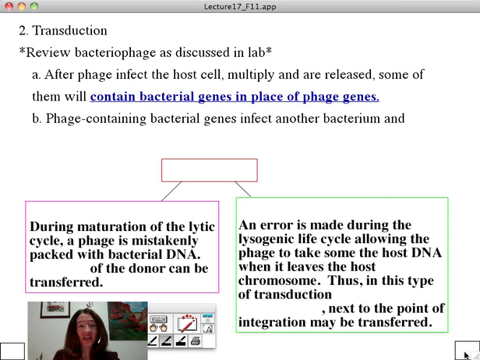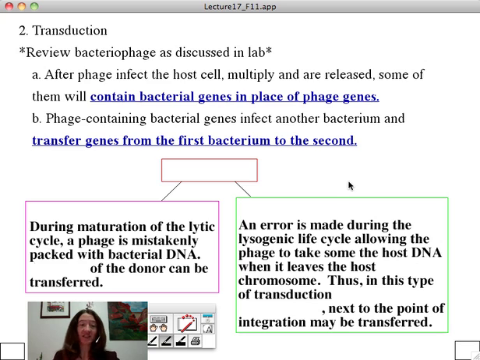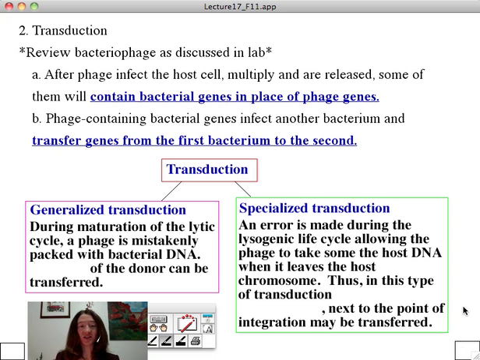So phage containing bacterial genes then go on and infect another cell, and they transfer those genes from the first bacterium to the second. So we recognize that the phage itself is what's allowing the horizontal gene transfer to take place, right? It is the taxicab that's delivering the DNA from the donor to the recipient in that unidirectional manner. So now there are two types of transduction, and depending upon which pathway is being followed, lytic or lysogenic, one or the other is possible. So these two types of transduction are generalized and specialized transduction.